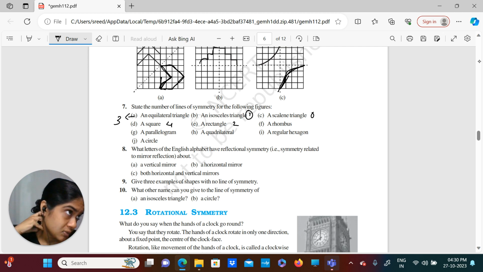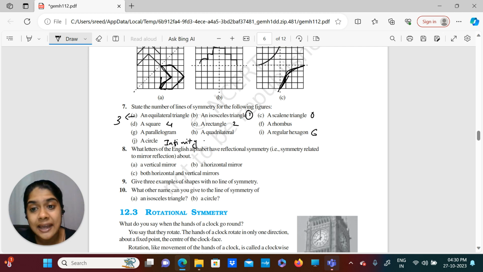Rhombus, how many lines of symmetry could you have in a rhombus? Think. I think it's 0. No line for parallelogram. Okay. What about regular hexagon? Hexagon means 6 regular, right? So it will be 6. Circle, infinity.